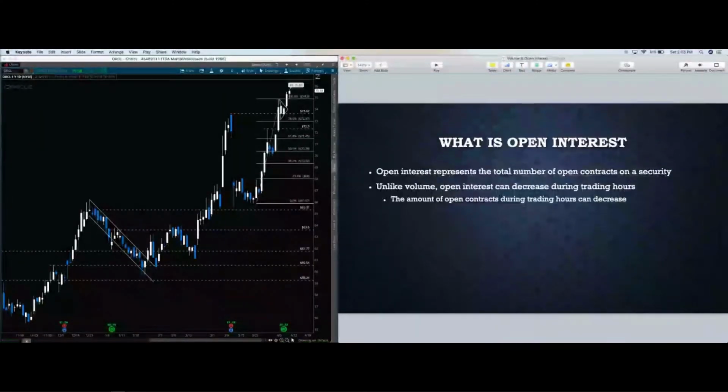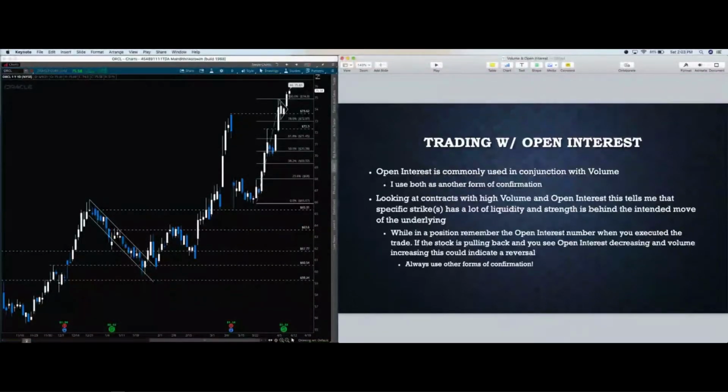Trading with open interest, I personally use both open interest and volume in conjunction with each other to form another form of confirmation when I'm trading. Looking at contracts with high volume and high open interest tells me that this specific strike has a lot of liquidity and that there is strength behind the intended move of the underlying.